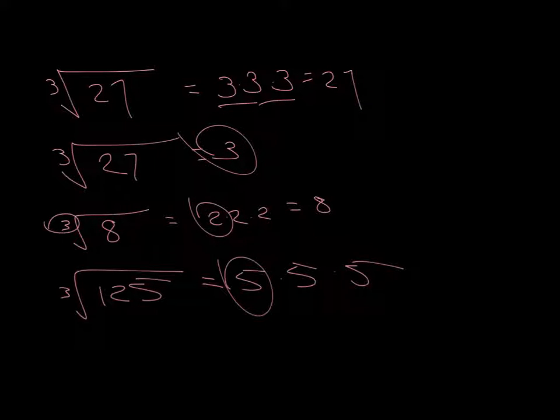Let's do one a little tricky here. What if I want to know the square root of negative 9? What two numbers, or what number multiplied by itself is 9? 3. Can I multiply any other number by itself and get 9? No, 3 is the only one.